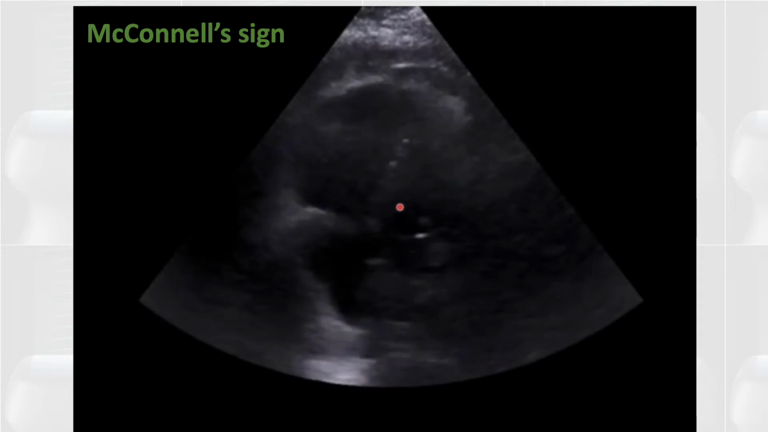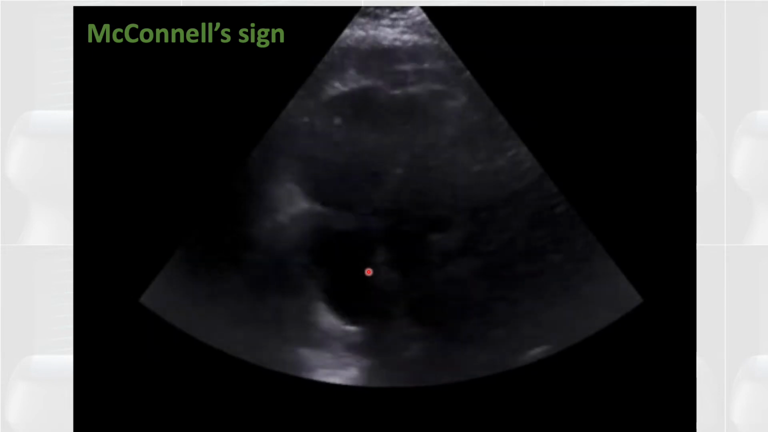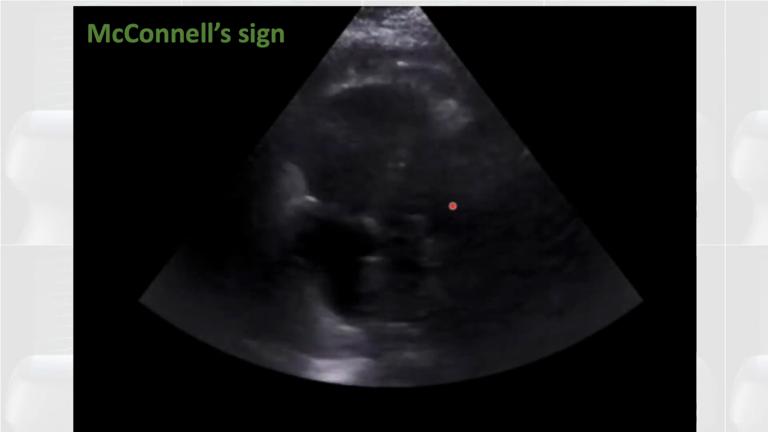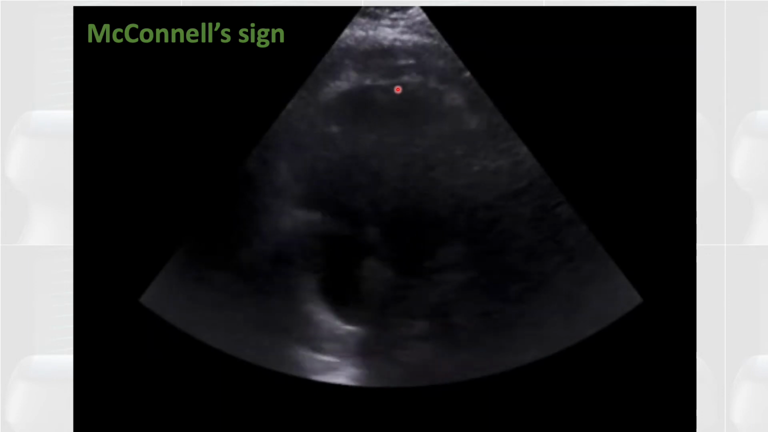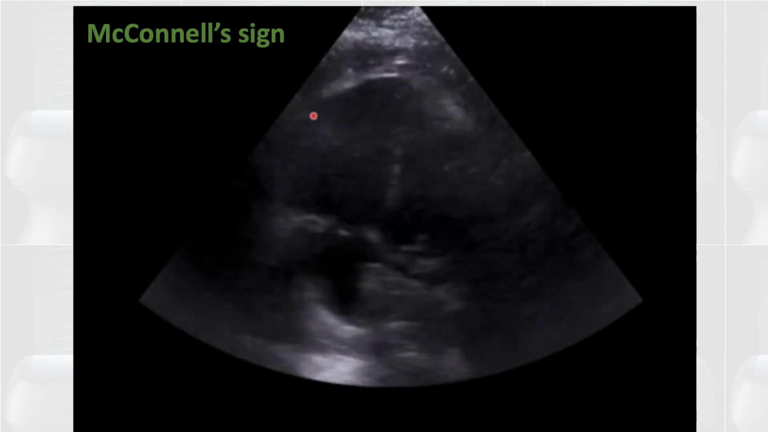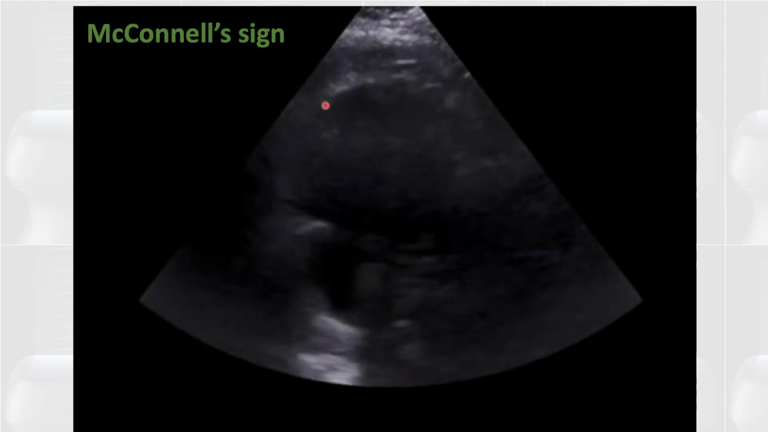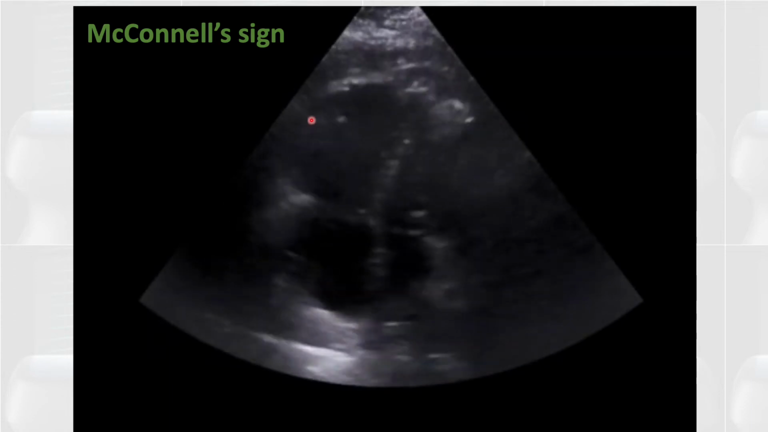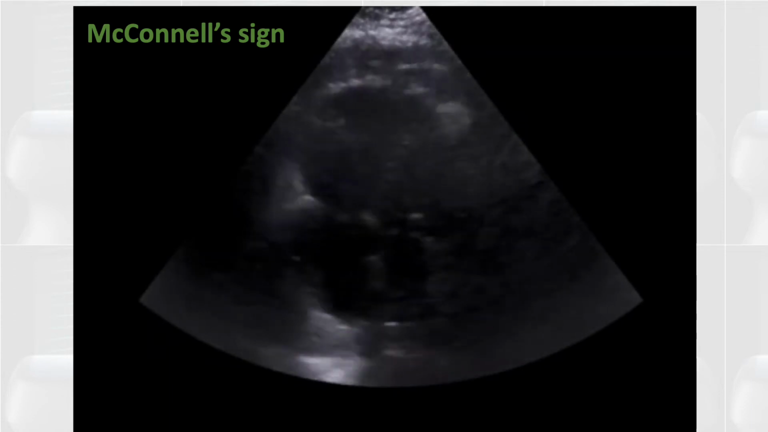And McConnell sign, again, this is using the 4-chamber view, putting the probe at the apex. And you see the right ventricular apex is actually contracting really well compared to the right ventricular free wall here, which is not really contracting that well. So contracting, not really contracting. So this is a McConnell sign.